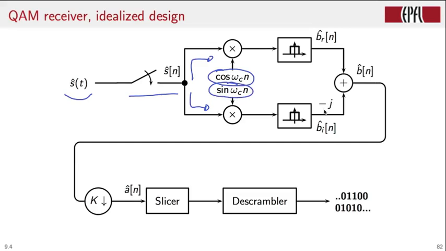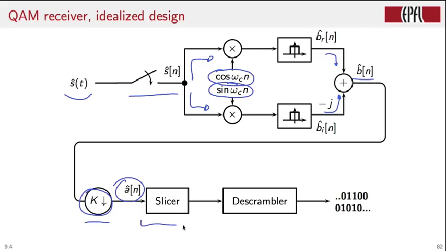Both will go through a low-pass filter that is really the matched filter of the upsampling filter we used at the transmitter. And this will give us the real part of the original baseband signal and the imaginary part of the original baseband signal. We multiply this by j, we sum them together, and now we have the baseband signal, which will go through a downsampler. We keep one sample out of k, and this will give us the estimated symbol sequence created by the transmitter.